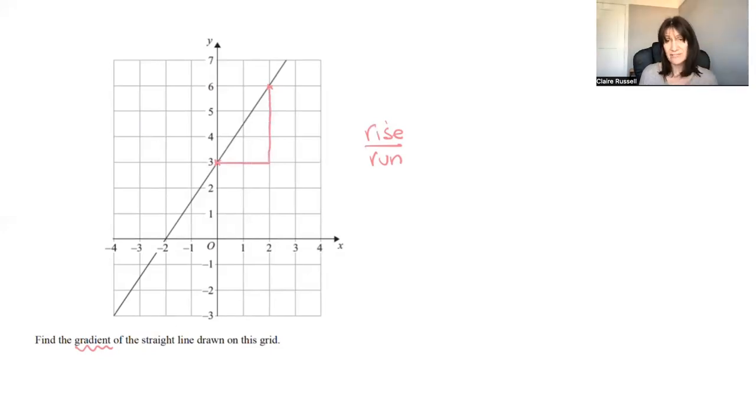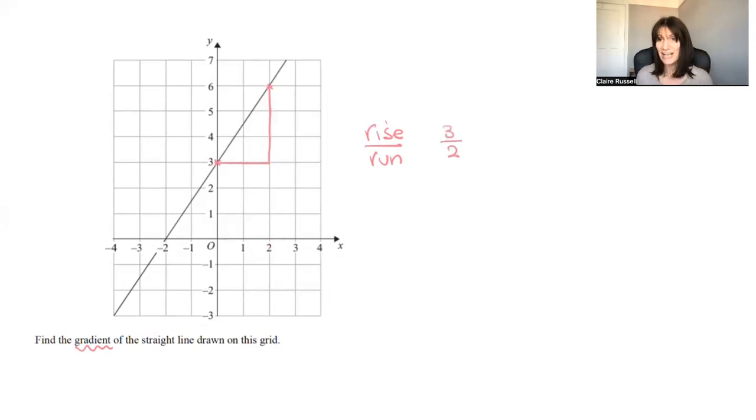And then it's just a case of seeing what that is. So you don't just count squares. In this case, it does work, but it doesn't always. Just check your scale and make sure what that distance is. It is a distance of 2. So my run is 2. My rise is going from 3 to 6, which is a distance of 3. And that is it. That's the answer.